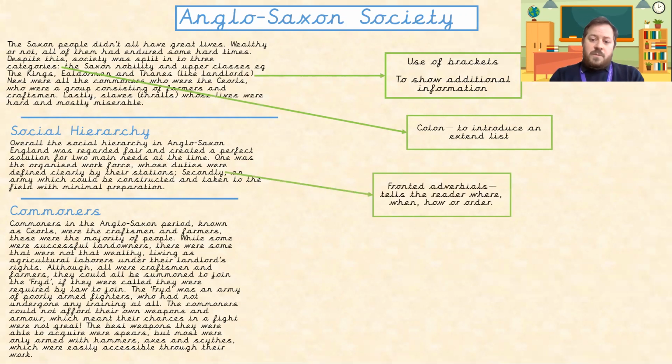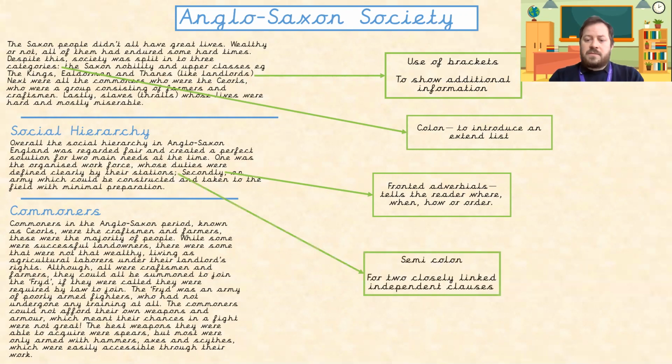We have fronted adverbials, which can tell the reader when, where, how, or the order in which something happened. And we've talked about this as well. We had a lesson last week about adverbials and how they can be used to help give additional information about that sentence to the reader. And then we also have semicolons, and these link two closely linked sentences together, two independent clauses. They make sense on their own, but are intrinsically linked. In this case, this is about the two different ideas that are needed at the time: the workforce and the army.